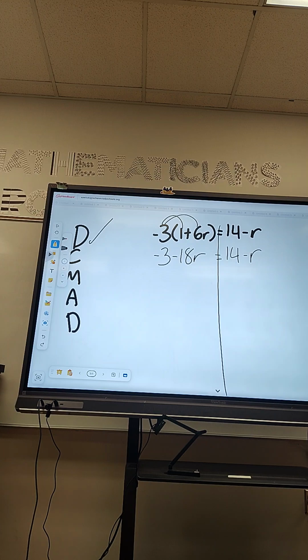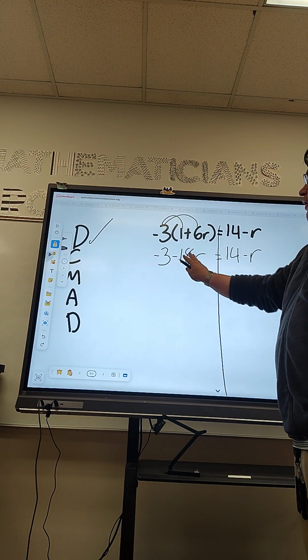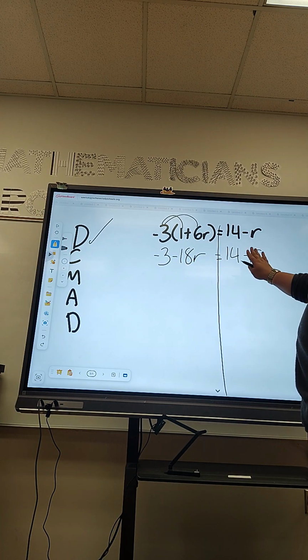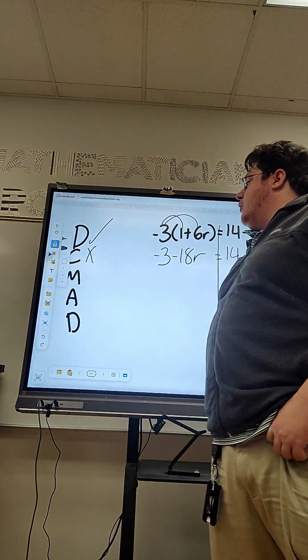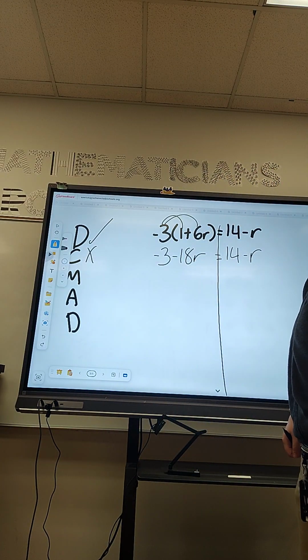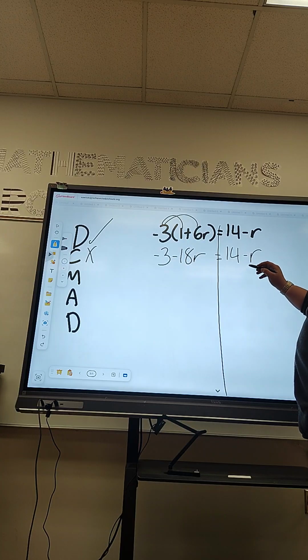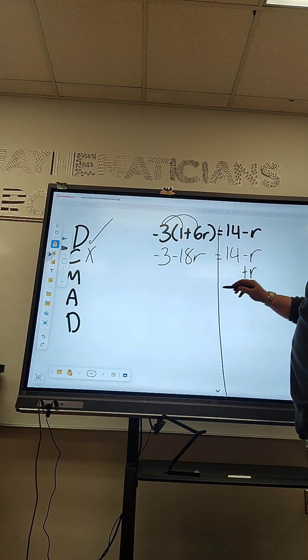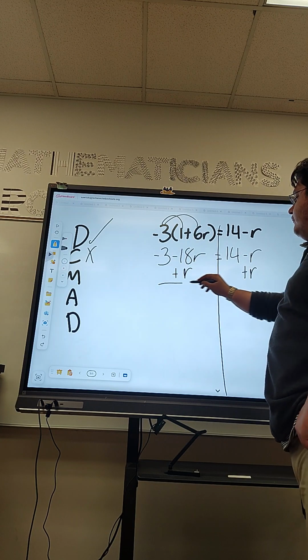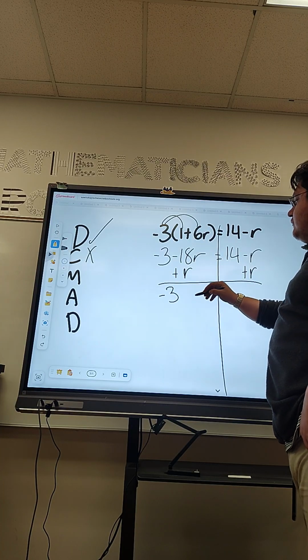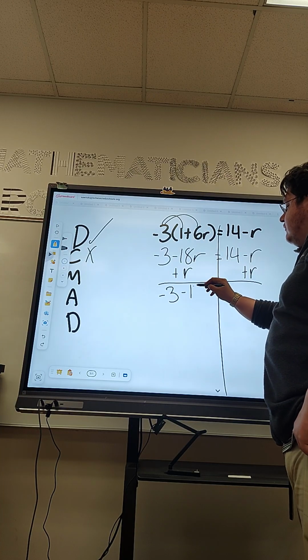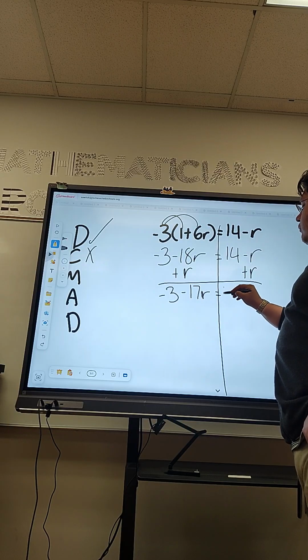I can't combine anything here, right? These two things can't combine. They both don't have an r. I can combine these two things. They also don't have an r. So we're going to skip over the combining step. Move right onto the moving step. Add r to both sides. So that'll give me -3, -18 plus r is -17r equals 14.